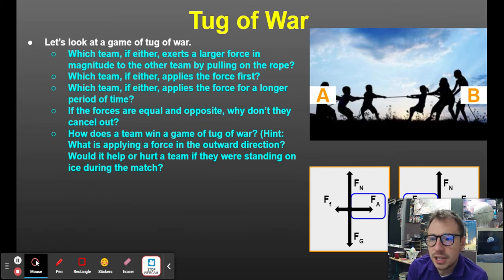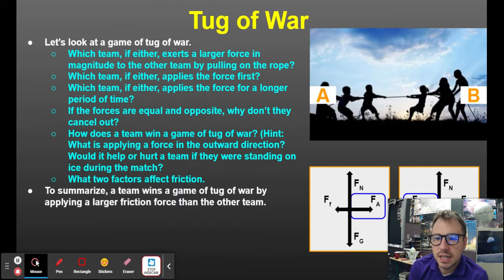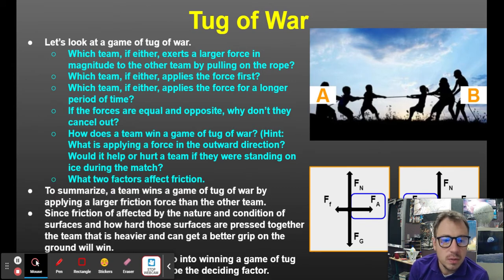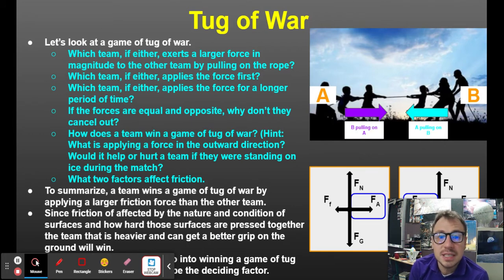And to give you a hint here, what is applying a force in the outward direction? Would it help or hurt the team if they were standing on ice during the match? So what I want you to see here is that A is pulling on B, B is pulling on A. These are going to be opposite and equal.